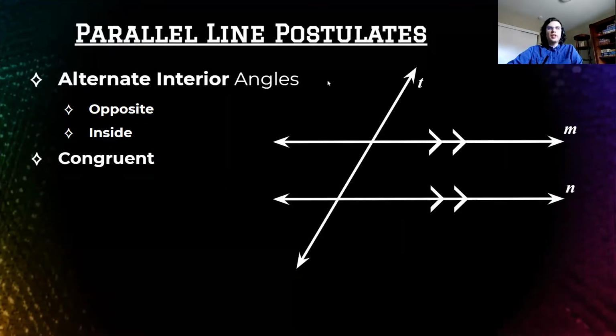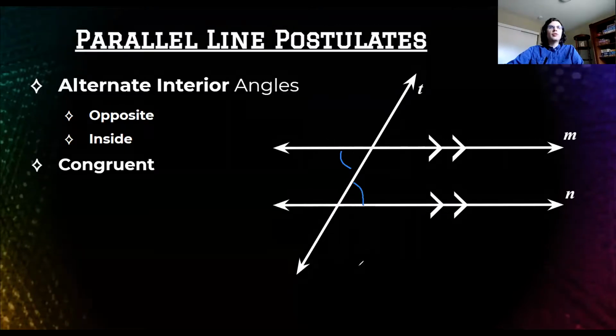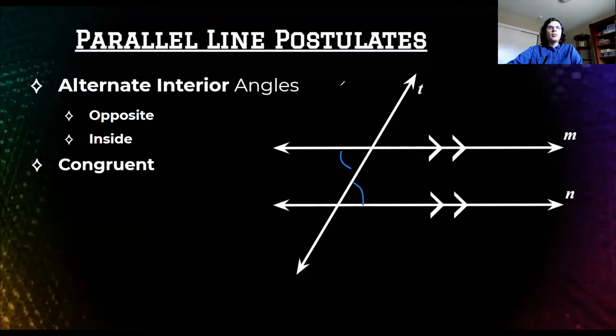Alternate interior angles. So same basic idea, same logic, right? These two angles are congruent. How do I know that? Well, I also know that this angle right here is the same as this angle. And again, by vertical angles, right, I can show that. So those are all congruent to each other. Same basic logic, just now it's on the inside instead of the outside, right?